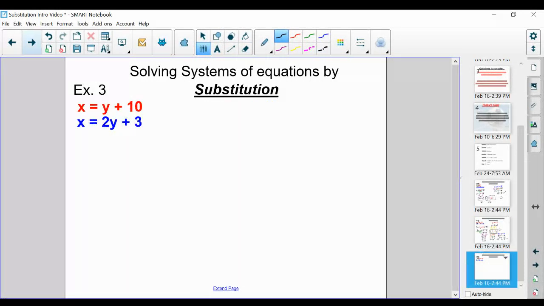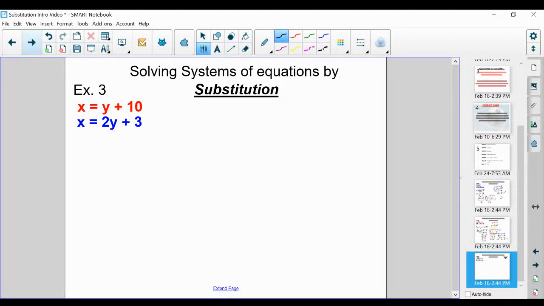Awesome. Let's go through one more. Example number 3. We have two equations here: x is equal to y plus 10 and x is equal to 2y plus 3. Looking back at our steps here, we need to isolate if necessary, but looking at this, we already have a variable isolated. We have in the red equation, x is all by itself, and that's equal to y plus 10. Also, in the blue equation, x is isolated, and x is equal to 2y plus 3.